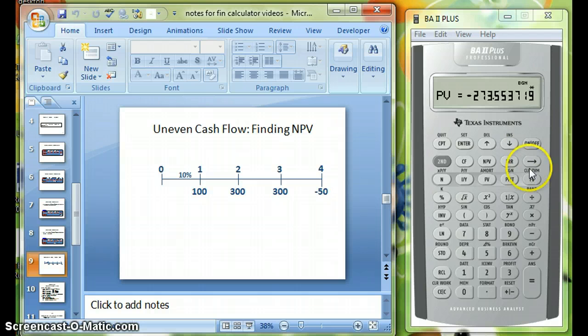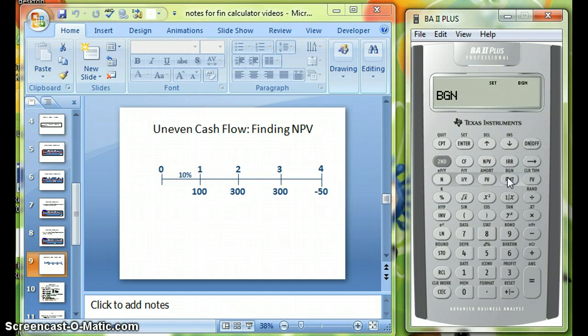Okay, now if you want to go back to the end mode, just do whatever you did to go to the beginning mode. So second payment, or say second begin, and under the beginning mode, second set. Now we are back to the end mode.